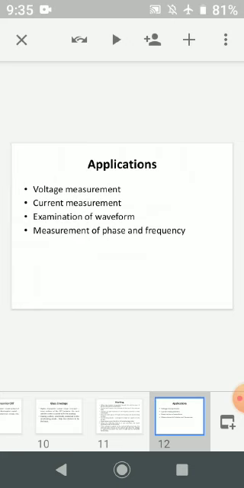Finally, I want to conclude this lecture by telling the applications of the cathode ray oscilloscope. CROs are mainly used in measurement of voltages, currents, and analysis of waveforms, and also measurement of phase and frequency.